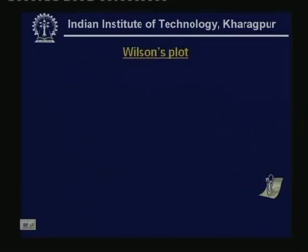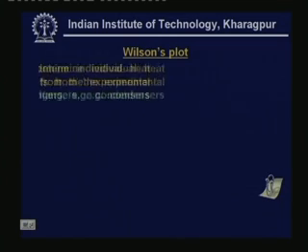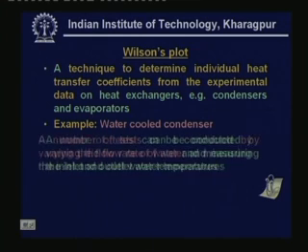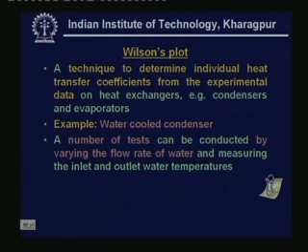Now let us quickly look at what is known as the Wilson plot. This is a technique to determine the individual heat transfer coefficients from the experimental data on heat exchangers, for example condensers and evaporators. For example, take a water cooled condenser. A number of tests can be conducted by varying the flow rate of water and measuring the inlet and outlet water temperatures.